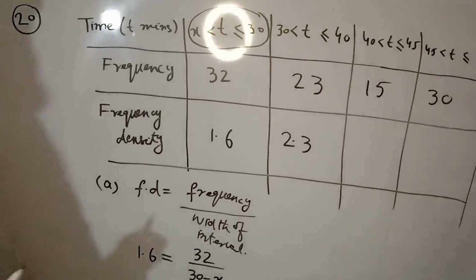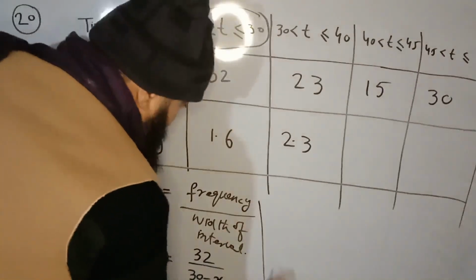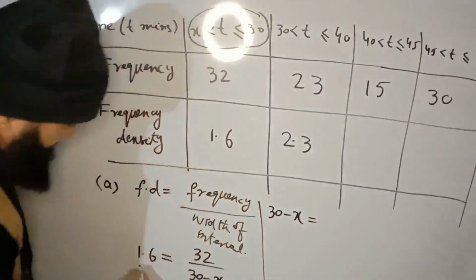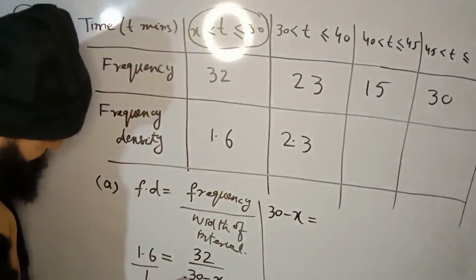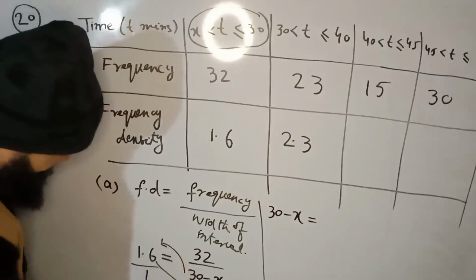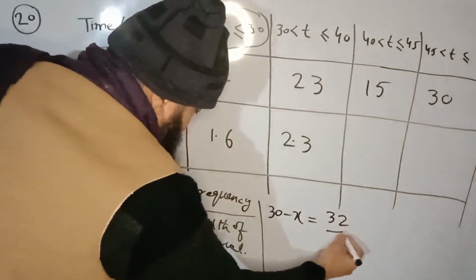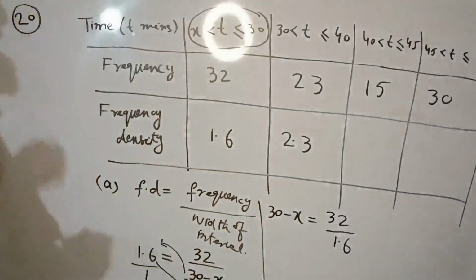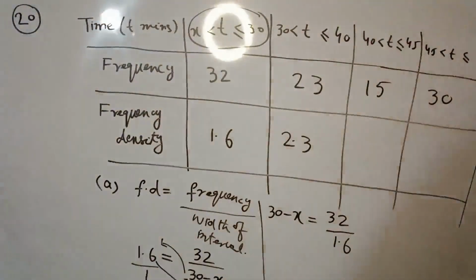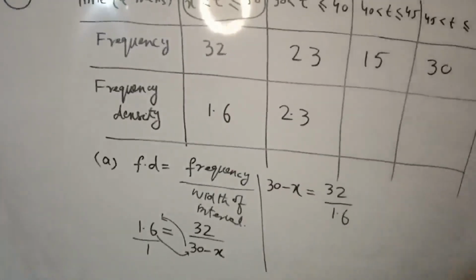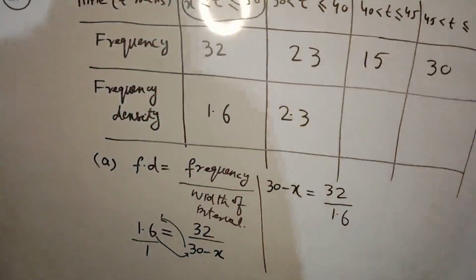Therefore, I can write it like that: 30 minus x. We shift this 1.6 here, so this will be divided here. So this will be equal to 32 divided by 1.6. Got it? So I shifted 1.6 to the right hand side and 30 minus x to the left hand side. Therefore, it becomes 30 minus x is equal to 32 over 1.6.